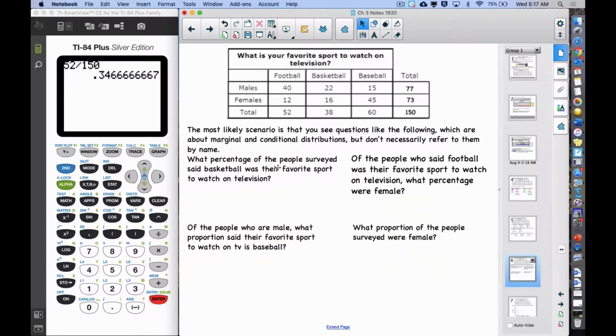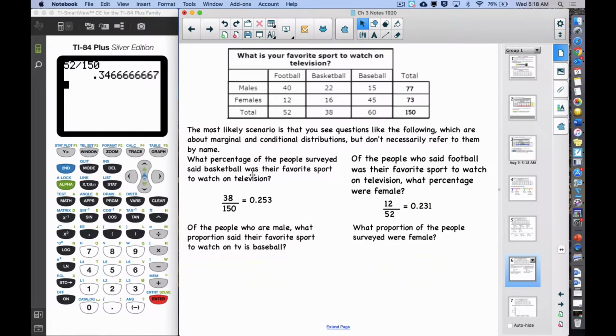So, what percentage of the people surveyed said basketball was their favorite sport to watch on television? So they didn't specify any group or anything, ask you to look only at part of this. They just want to know how many chose basketball. So there are 38 people whose favorite sport was basketball out of 150 total. So 0.253. Next, of the people who said football was their favorite sport to watch on television, what percentage were male? So we're only looking at the football group, and we want to know percentage is female, so that's 12 out of the 52 people who said football was their favorite sport to watch, which would be 0.231.